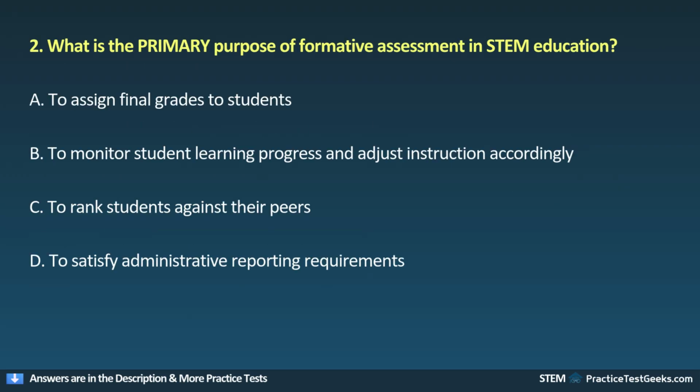2. What is the primary purpose of formative assessment in STEM education? A. To assign final grades to students. B. To monitor student learning progress and adjust instruction accordingly. C. To rank students against their peers. D. To satisfy administrative reporting requirements.